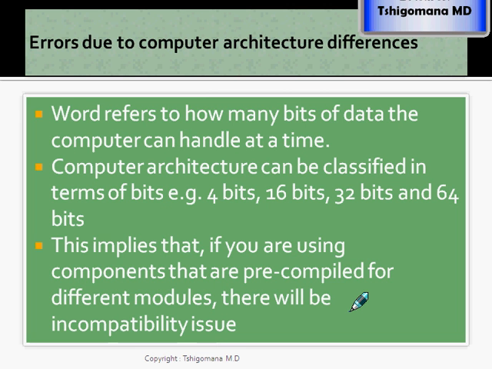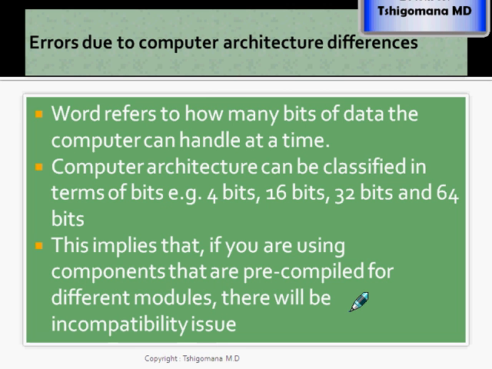Now, I want you to understand the following. The word "word" refers to how many bits of data the computer can handle at a time. Computer architecture can be classified in terms of bits, e.g. 4 bits, 16 bits, 32 bits, and 64 bits. In other words, when you buy a computer, you must understand what the size of the word is. You must ask, what is the size of the word?